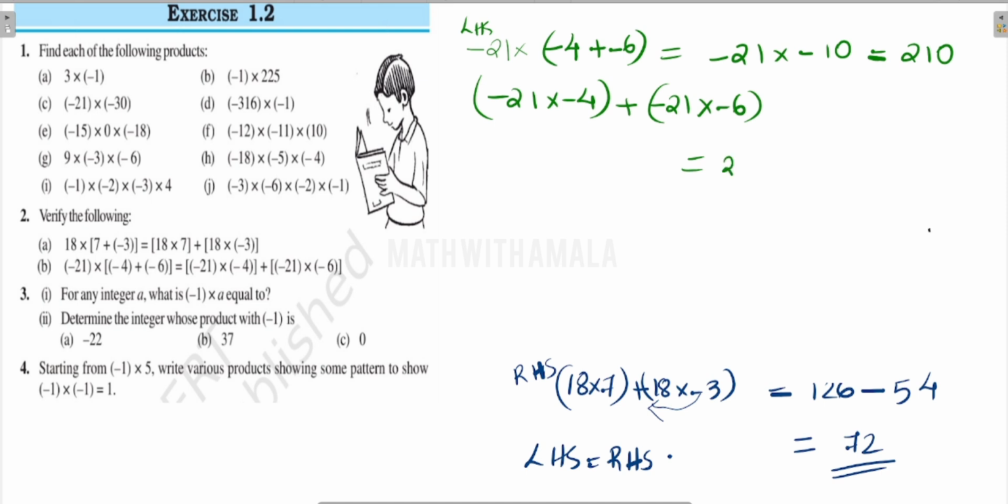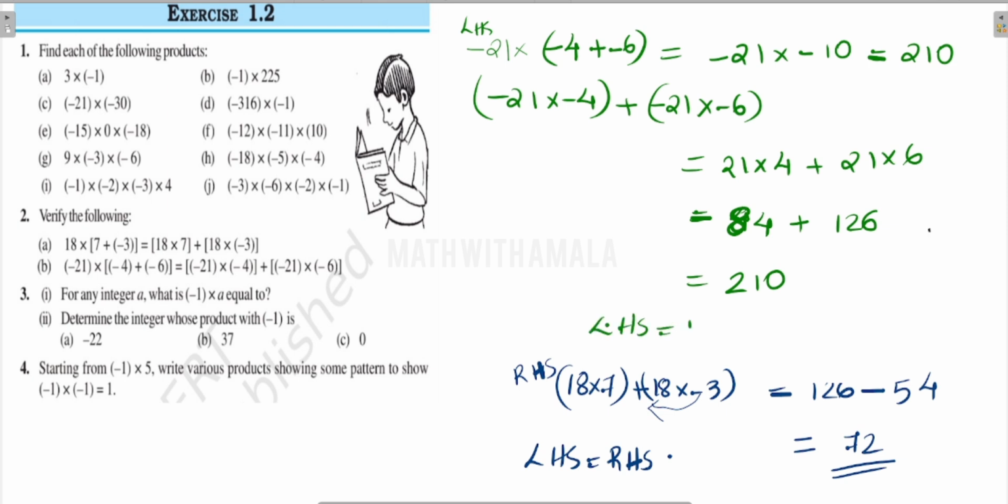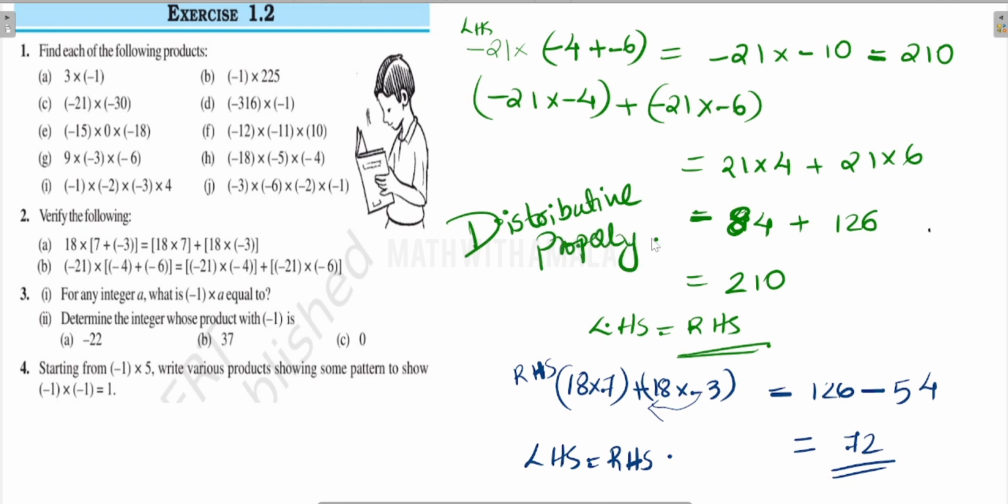So minus 21 into minus 4, that first portion will be positive. 21 into 4 plus 21 into 6. So that will be 84 plus 126. The total answer 84 plus 126 is 210. Here also LHS is same as RHS. That means here also we have verified that distributive property is holding here. That's it.